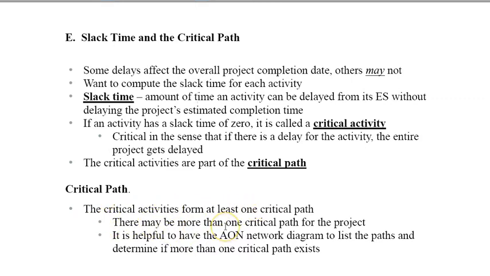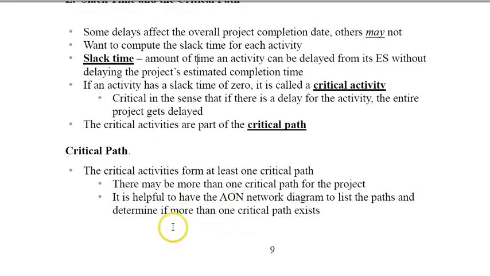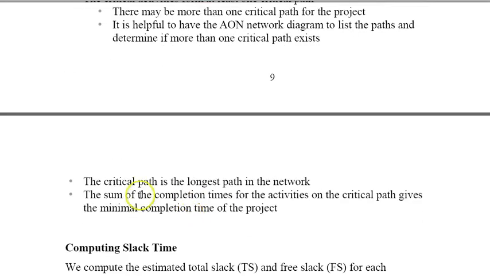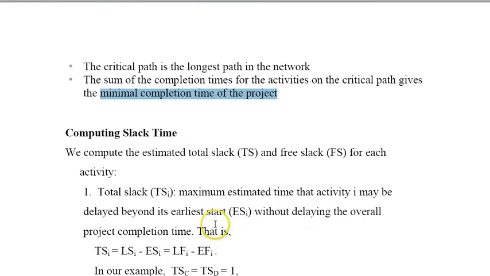There may be more than one critical path for the project, which means different ways to lead to earliest completion time. It is helpful to have a graph, the arc on network graph, to list all the paths and determine if more than one path exists. So the critical path is the longest path in the network. The sum of the completion times of the activities on the critical path gives the minimal completion time of the project. Okay. So having done that, let's see how we compute the slack.